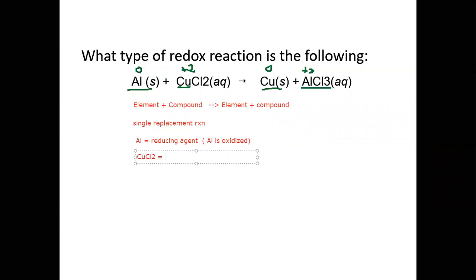So again, if you're dealing with metals here, the metal that's the element is oxidized. The metal cation in the compound is going to be reduced. So the compound on the reactant side is always going to be your oxidizing agent. And again, that's when you have a metal as the element in the reactant side. So again, this is a single replacement reaction. Now we'll look at another example.